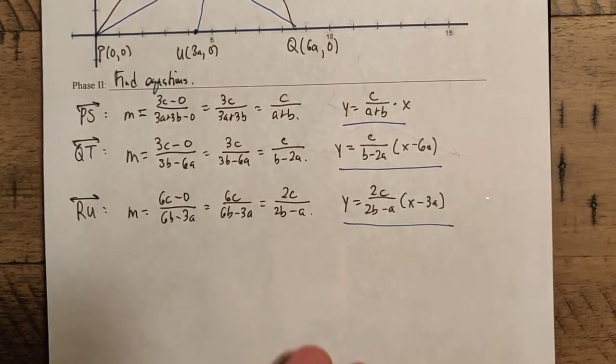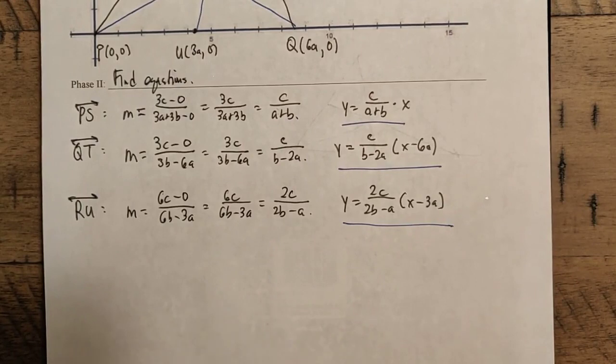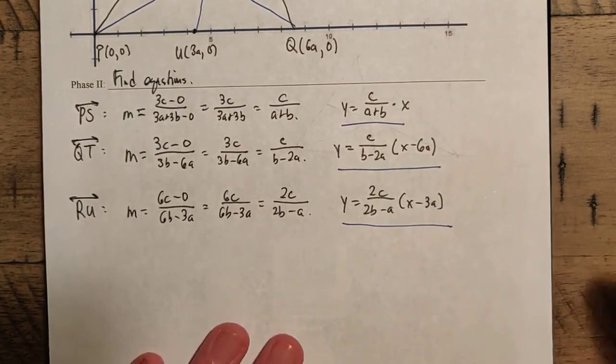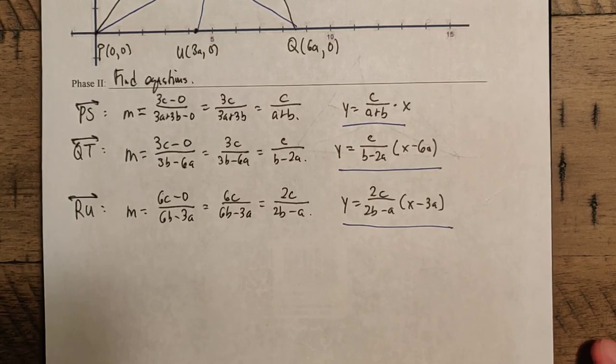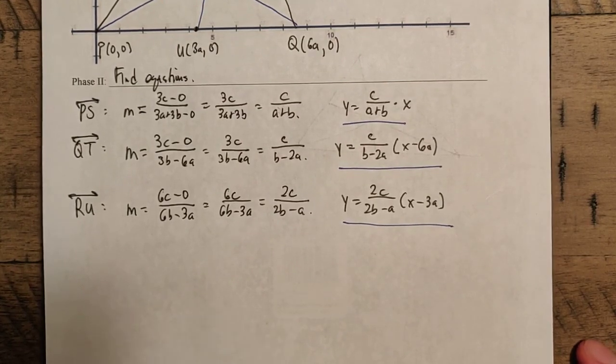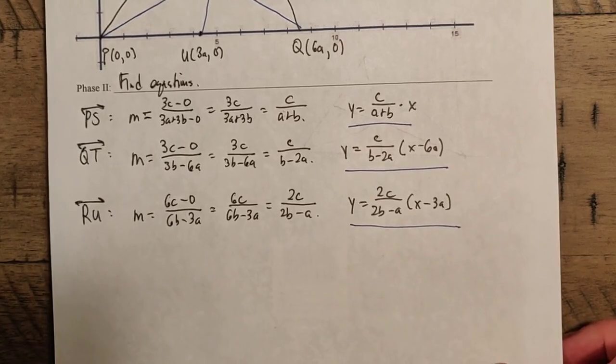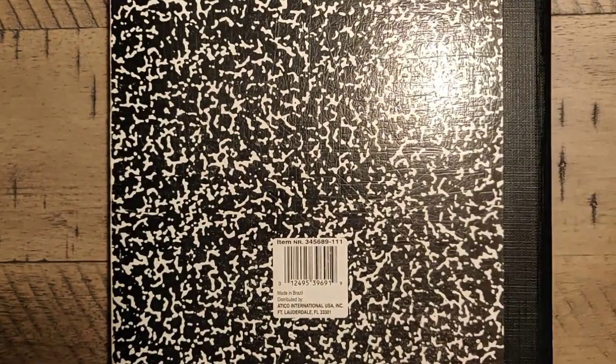So phase 2 is now complete. We now have the equations of all three of the lines. And they're all y equals things here, which is really absolutely fantastic. Okay, so that's phase 2. All right, let's move on to phase 3.